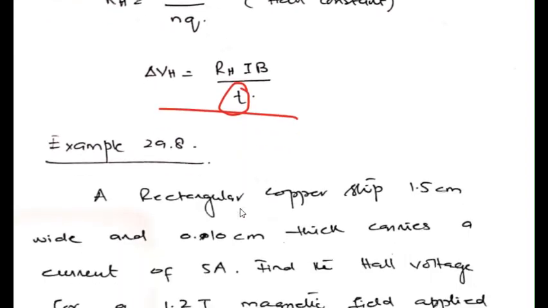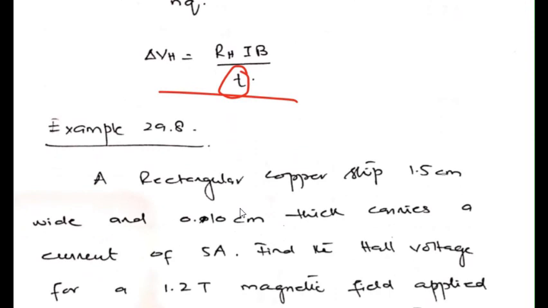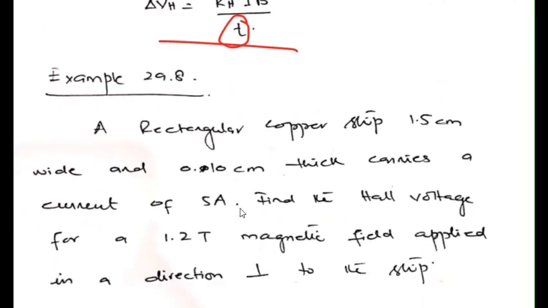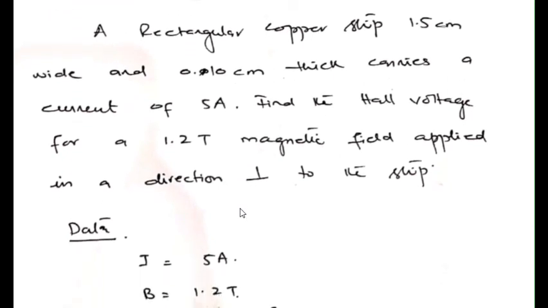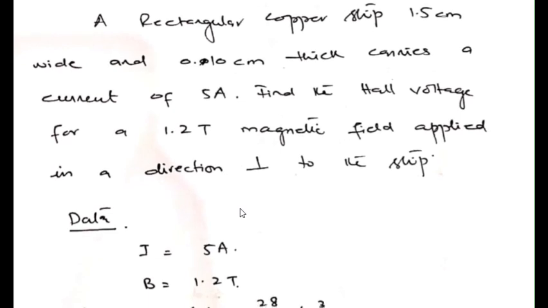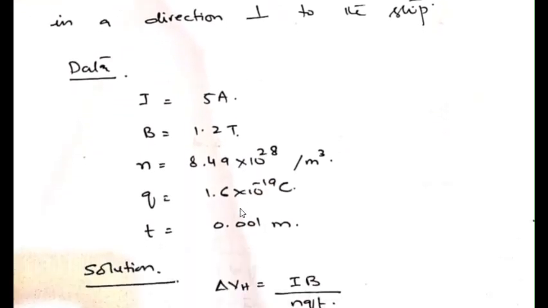So example 29.8, which is related to the Hall effect. A rectangular copper strip 1.5 centimeter wide and 0.10 centimeter thick carries a current of 5 ampere. Find the Hall voltage for a 1.2 Tesla magnetic field applied in a direction perpendicular to the strip.